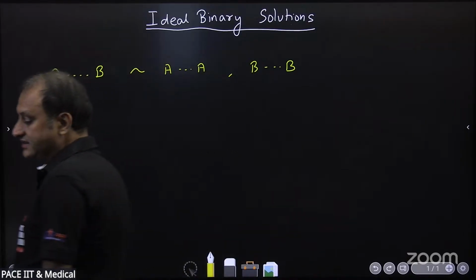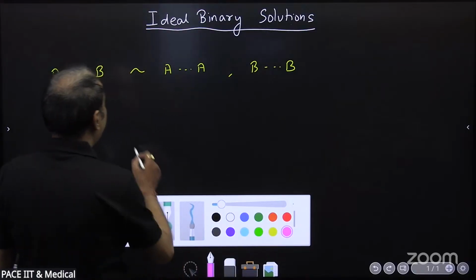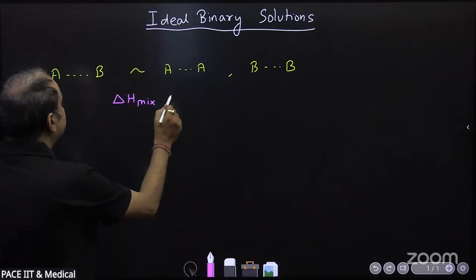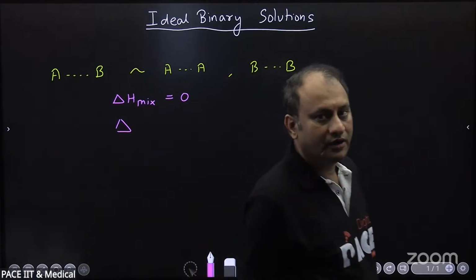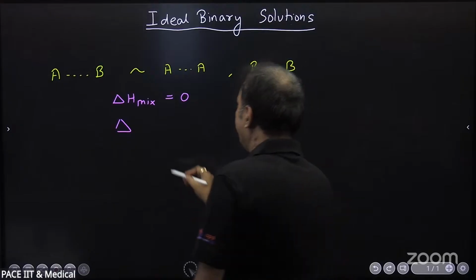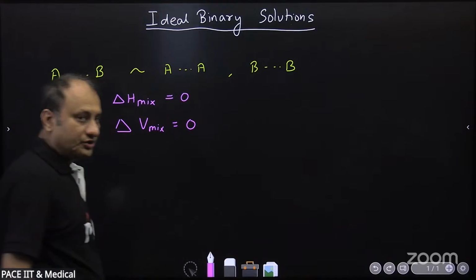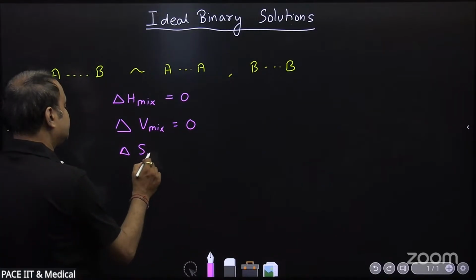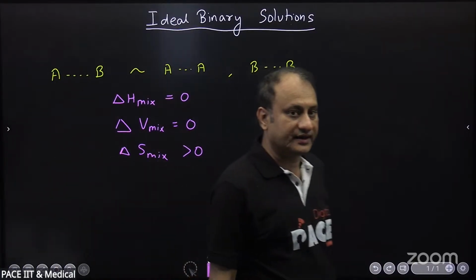And since intermolecular forces are comparable, delta H mixing of such a solution will be zero. Change in enthalpy on making the solution will be zero. Delta V mix, change of volume during mixing, will also be zero. Correct? But delta S mix, entropy change on mixing, will definitely be greater than zero.